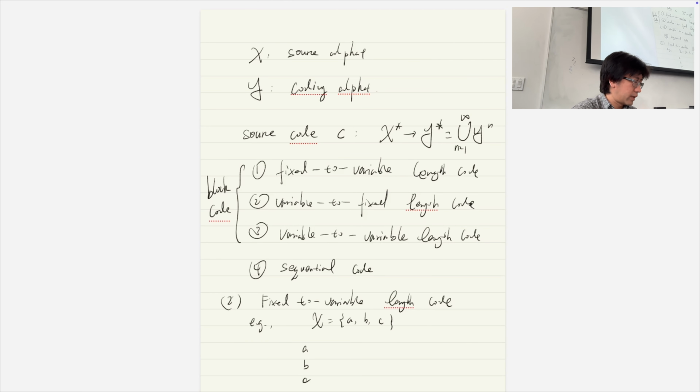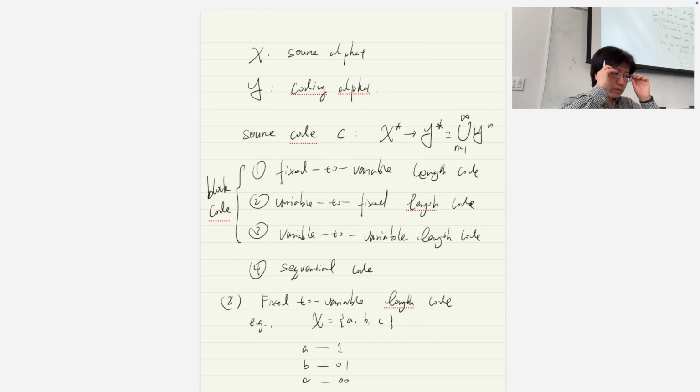For example, we can code A as 1, B as 01, C as 00. You have seen that before. You can see this is a fixed to variable length code. The length of the source is 1, fixed, and the length of the code is not fixed. I have 1 and 2 here.